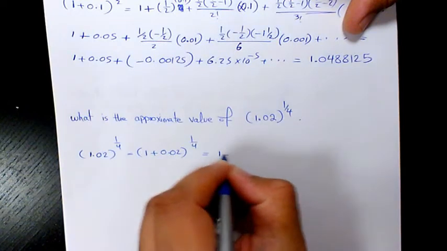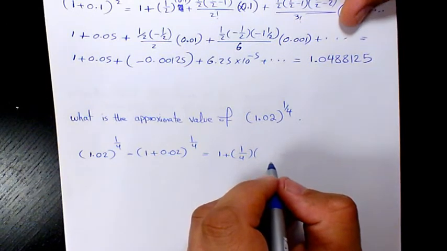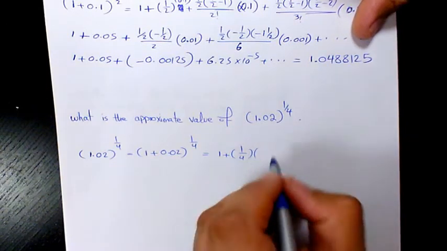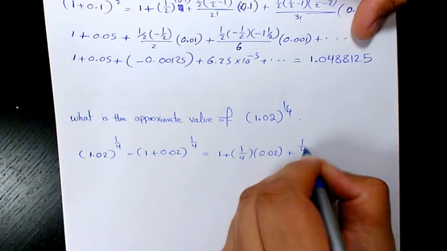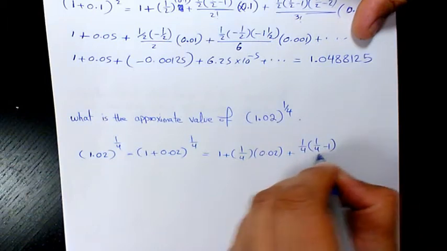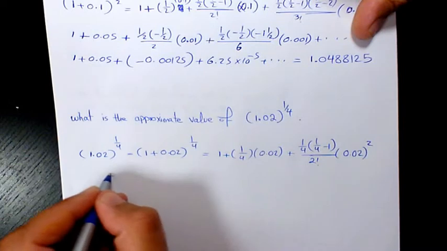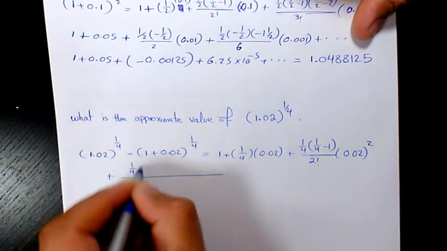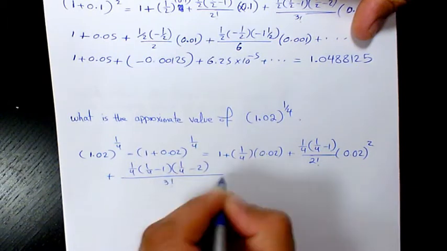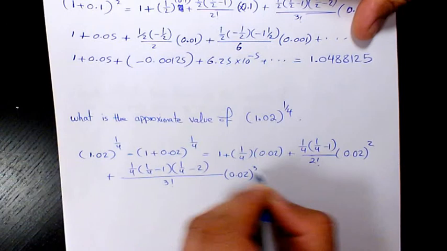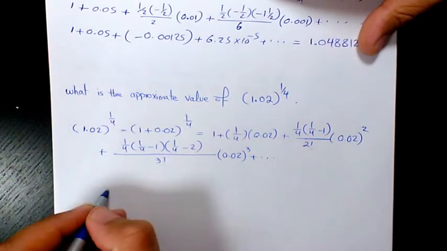That will be 1 plus 1 over 4 times 0.02, plus 1 over 4 times (1 over 4 minus 1) divided by 2 factorial, times 0.02 to the power of 2, plus 1 over 4 times (1 over 4 minus 1) times (1 over 4 minus 2) divided by 3 factorial, times 0.02 to the power of 3, plus all other terms. So now we need to calculate them.